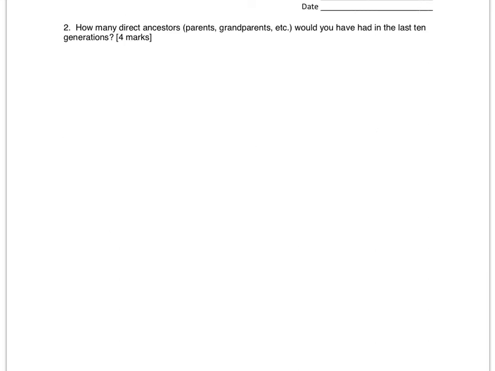The next tips question says, how many direct ancestors, parents, grandparents, etc. would you have had in the last 10 generations? In the previous generation, I'm going to have two parents, one mom and one dad. Every one of them is going to have a mom and dad, so it's going to be 4. The next one is going to be 8, and so forth. Now, since I want to know how many in total, I have to find the sum 2 plus 4 plus 8 plus, and this is 10 generations.